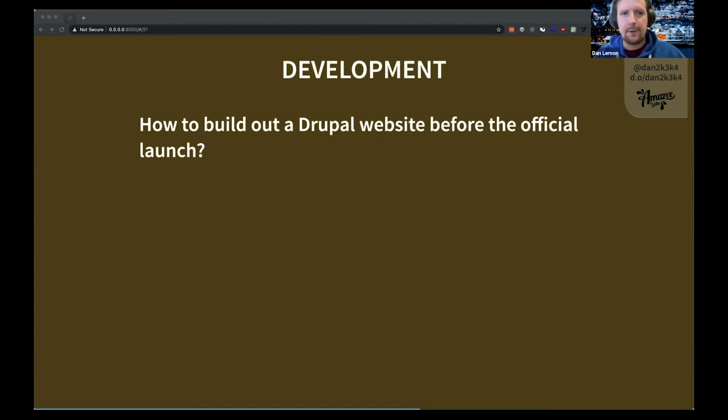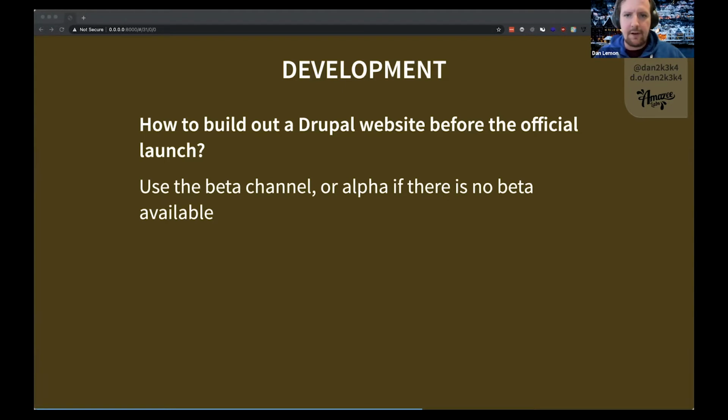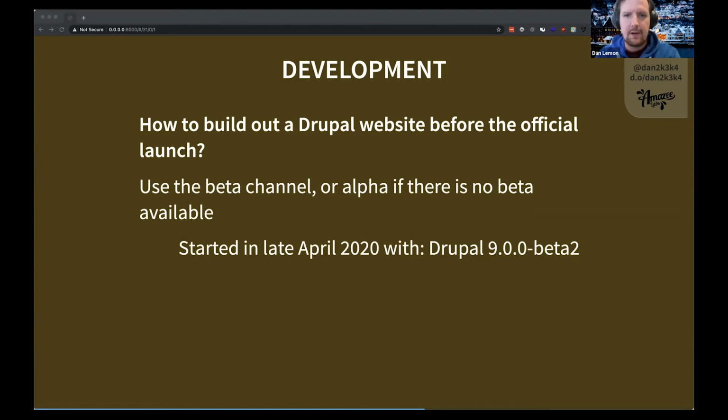How to build out a Drupal website before the official launch. So in order to build out a Drupal 9 project before the official release, I had to use the beta channel with release, which at the time was 9.0.0-beta2, which was pretty stable. I didn't really have any issues switching between updating.